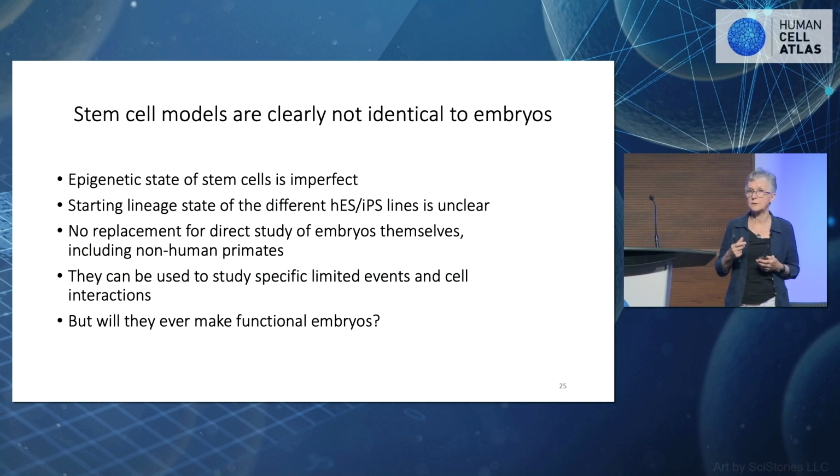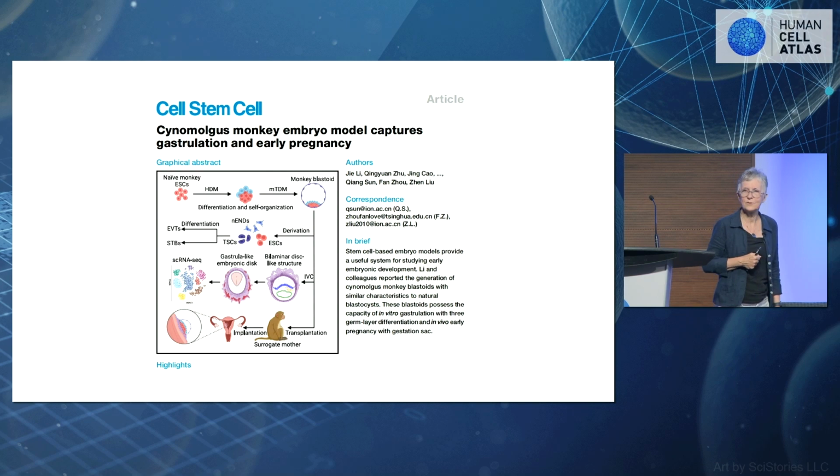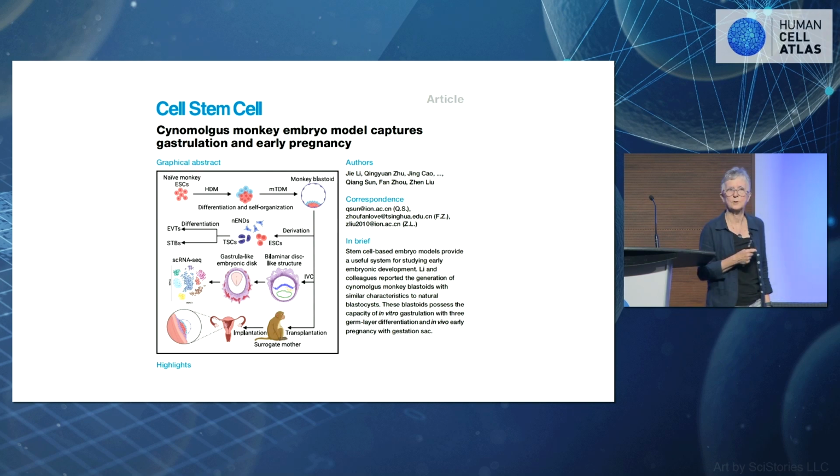And they can be very, very useful because they can be used to study specific limited events. But if you actually want to mimic the whole process of development, you really would like, I suppose, in the end, to make a functional embryo. So can you ever do that? Well, you can't test it in the human, but you can in a non-human primate model.